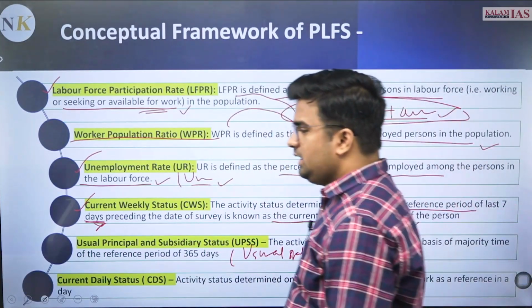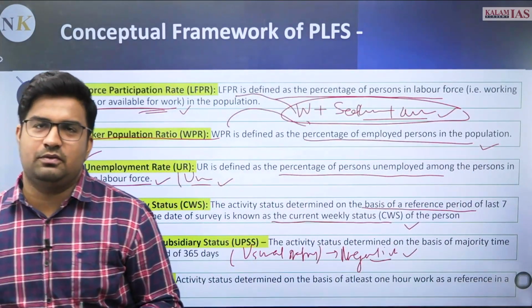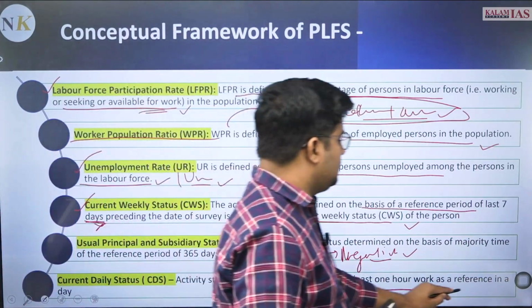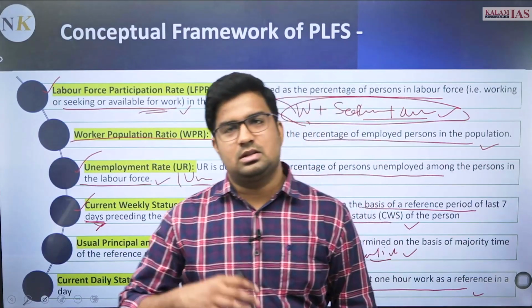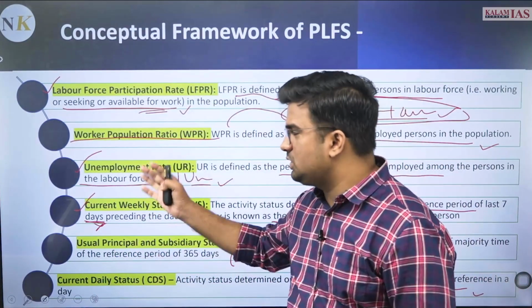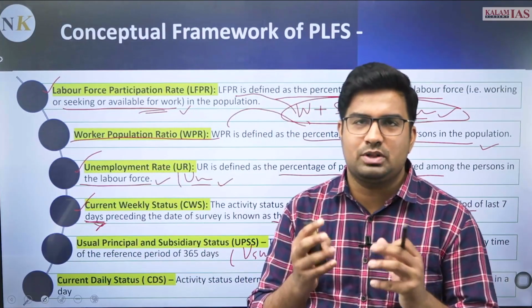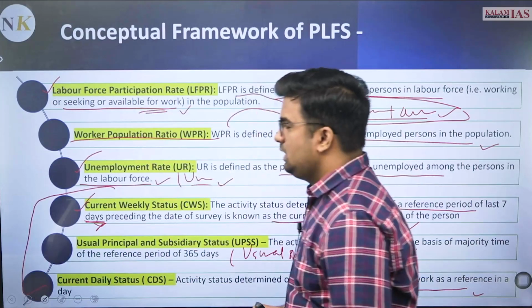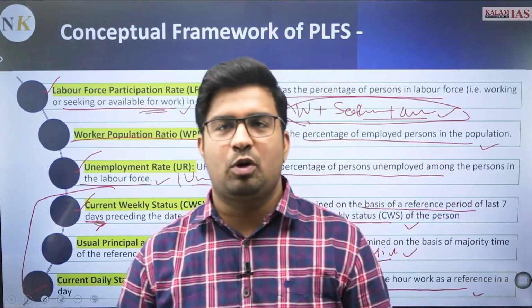Then the current daily status. This is again for 1 day as the reference period. Even if you get 1 hour of work in a day, that will be termed as employed. So these are certain key frameworks which you need to understand, and when they ask about the methodology aspect, you can talk about these 3 segments. We will also discuss what the major problem with the methodology is.